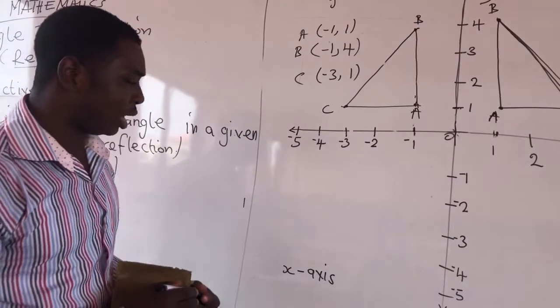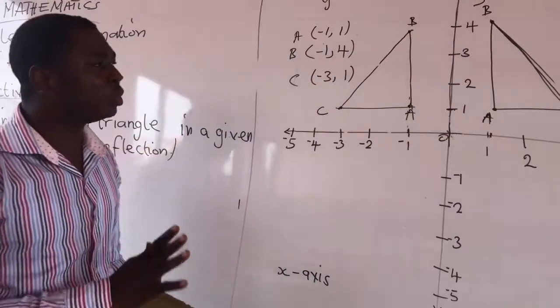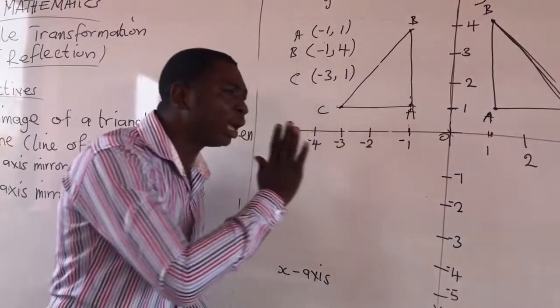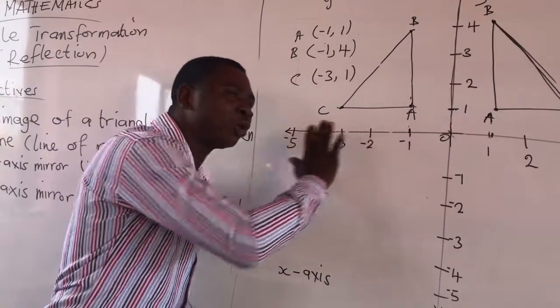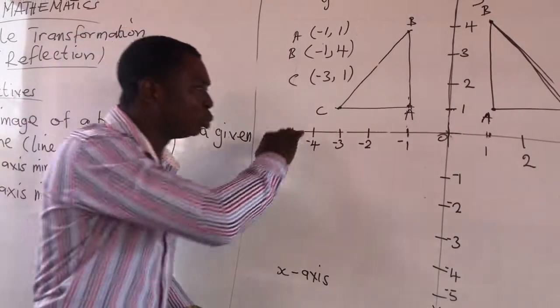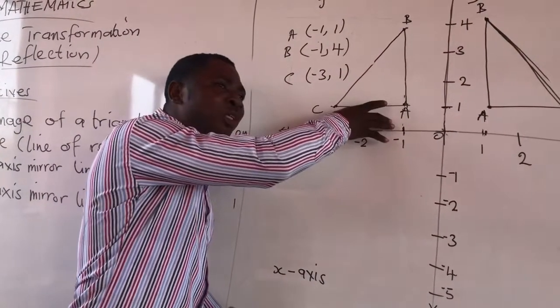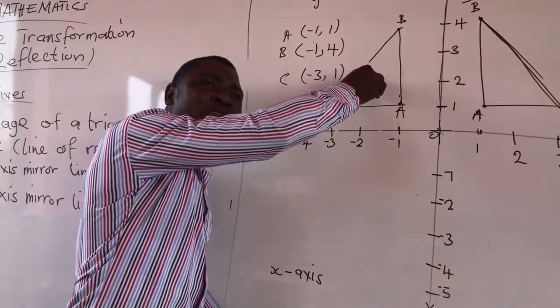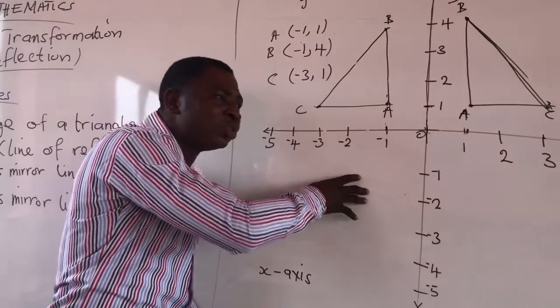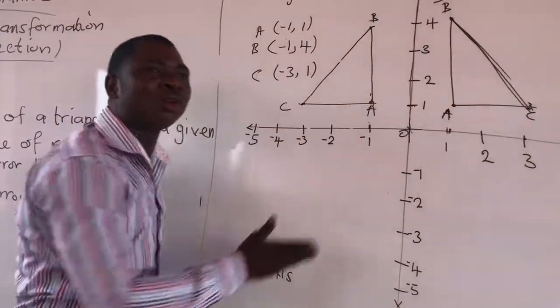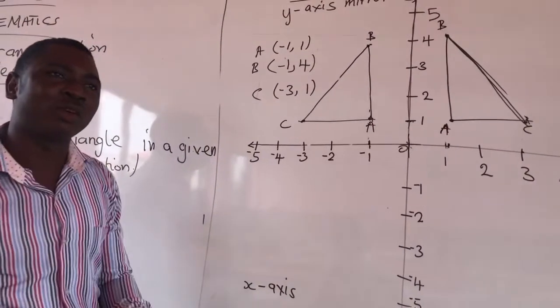use x-axis mirror line, then you have to make sure that you go straight to the x-axis and you put your mirror line there. Okay, so you put your mirror there and reflect the image. When you put the mirror there, the object will reflect. When it's reflecting, you see it at the other side of that line.